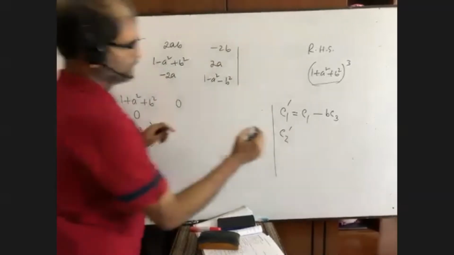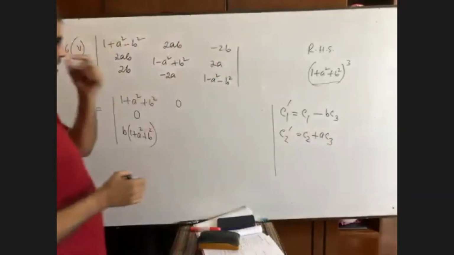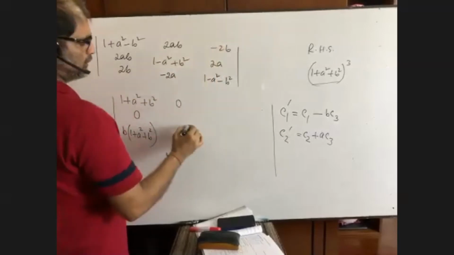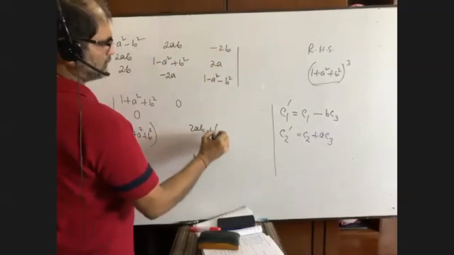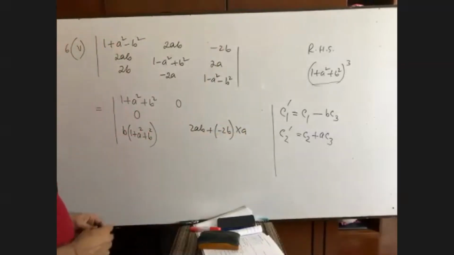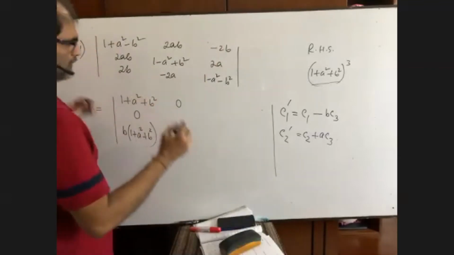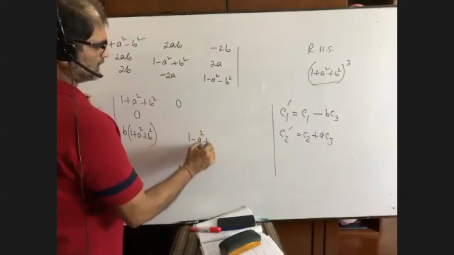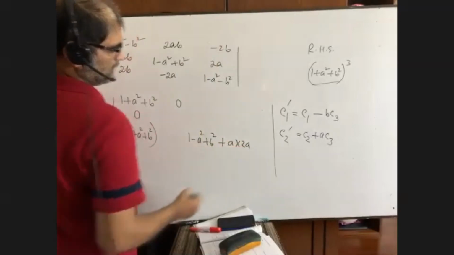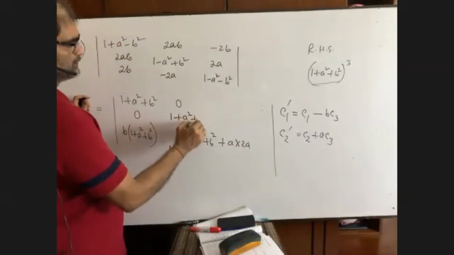Column 2 equals column 2 plus a column 3. What is meant by this? 2ab plus this into a. 2ab plus column 3 into a. What is the result? 0. Okay. Now this part, 1 minus a square plus b square plus a into column 3. Can you see what it is? 1 plus a square plus b square.